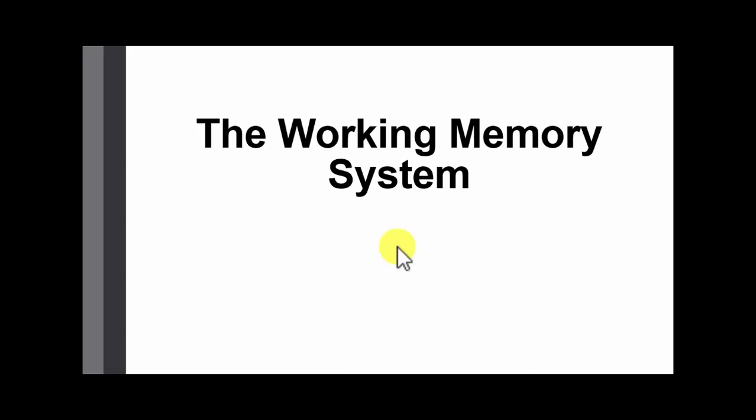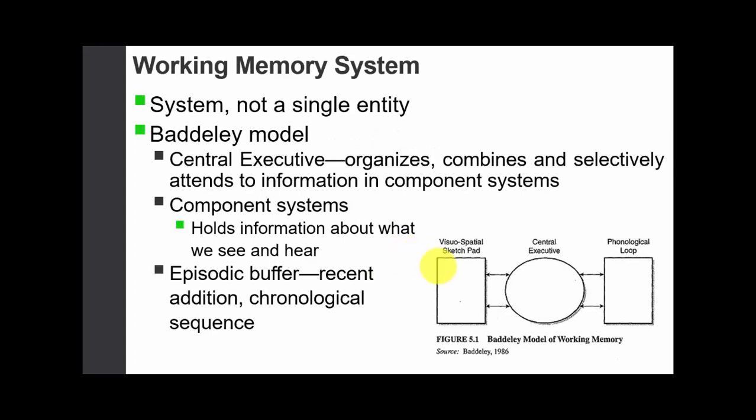Hi everyone. So in this section, we're going to be talking about the idea of a working memory system. This is a model that was developed by a researcher by the name of Baddeley. Basically, what Baddeley thought is that he didn't see working memory as a single entity. Instead, he saw it as a system. As part of the system, there were a couple of different parts. As represented here, Baddeley saw this, at least in his original model, as a three-part system.